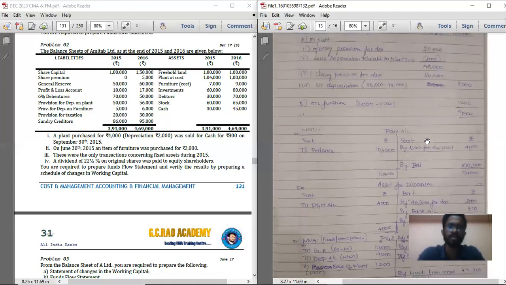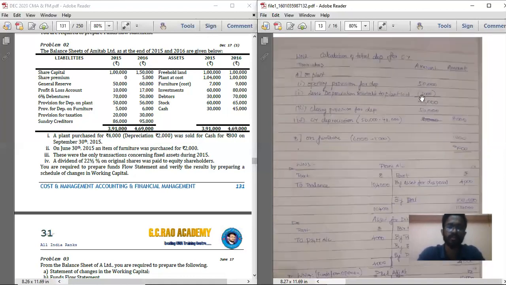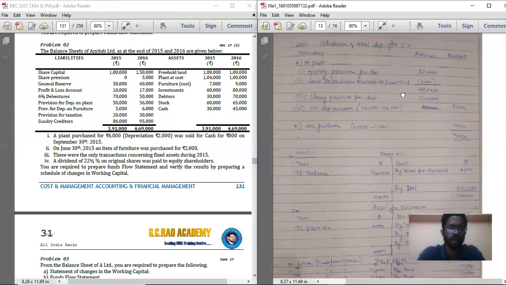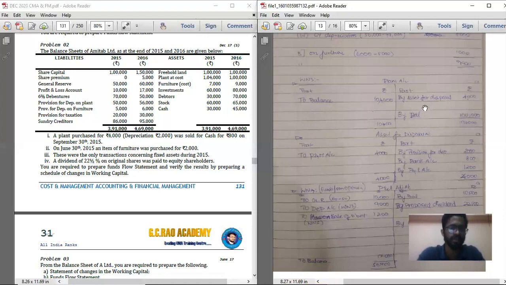At that point you should calculate what is the depreciation that should be removed from the provision for depreciation, which is relatable to the asset being disposed. You should remove that, and also the cost relatable to the asset being disposed, you should remove from the plant. Both the values which have been removed should be debited to the asset for disposal account.